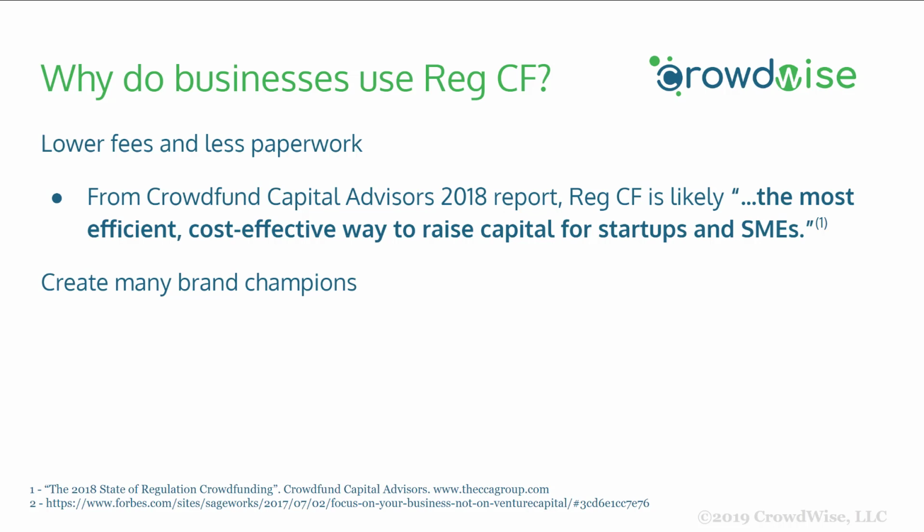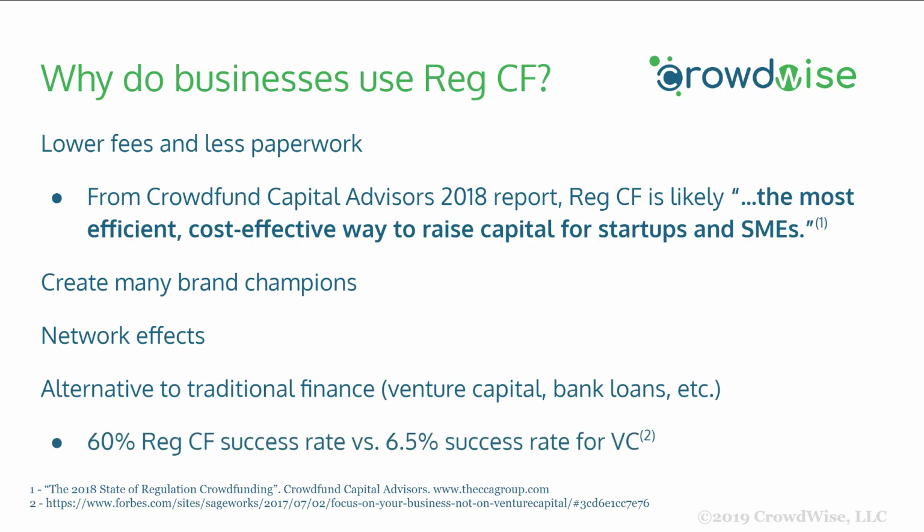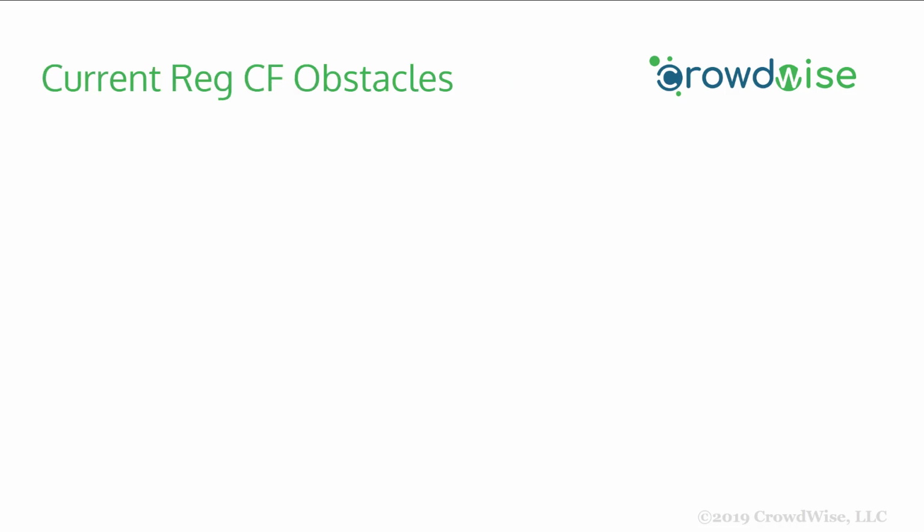Also, you're going to be creating many brand champions. Instead of just one or two angel investors, think of the potential benefit of having 200, 500, even thousands of investors that are also going to be sharing this with their friends. Because of that, you get network effects. And of course, it's an alternative to traditional finance, whether that's venture capital, taking on debt through bank loans or credit cards, and other ways. It's interesting to note, currently, Reg CF boasts a 60% success rate for campaigns versus only a 6.5% success rate for VC.